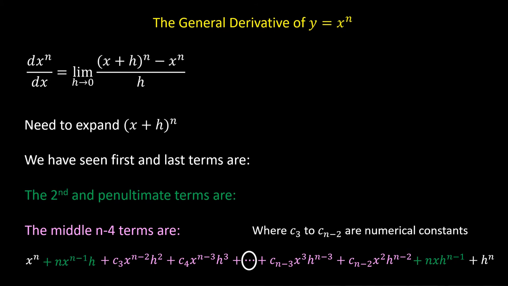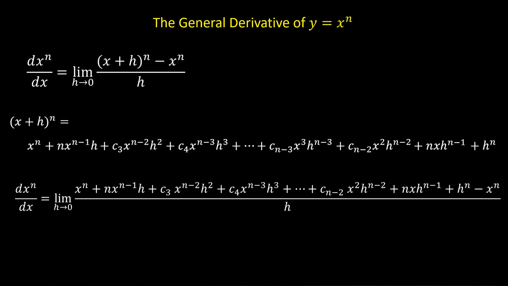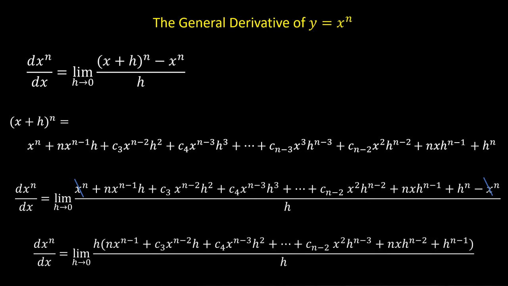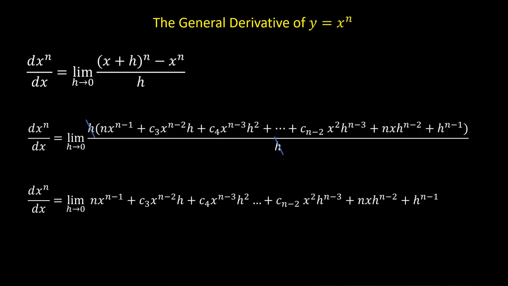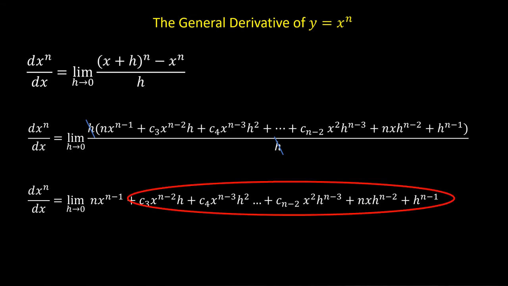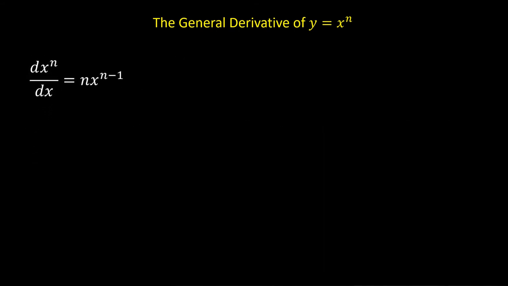So we now take this expression and plug it into the numerator of our rate function as shown. Once again, we see that x to the n cancels with the minus x to the n. We can then factor out an h, and we can then cancel out the h in the numerator and denominator because the limit as h approaches 0 of h over h is equal to 1. This then just leaves the formula on the screen. Now if we let h equal 0, all the terms beyond the first one disappear because they all have h in them and anything multiplied by 0 is 0. Thus, we are just left with the derivative of x to the n equal to n x to the n minus 1.